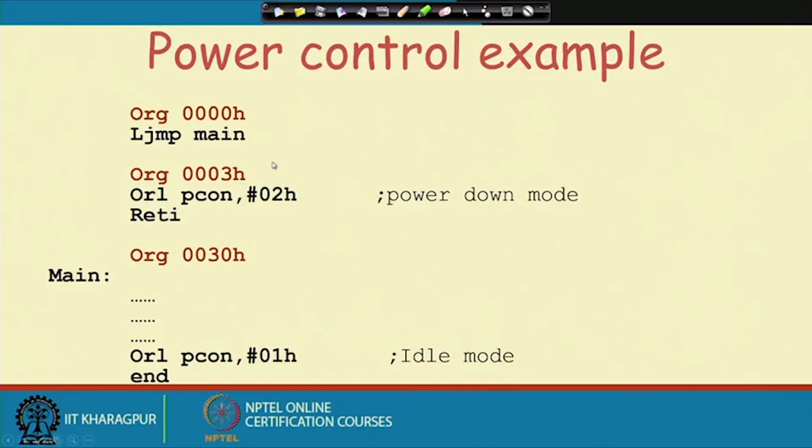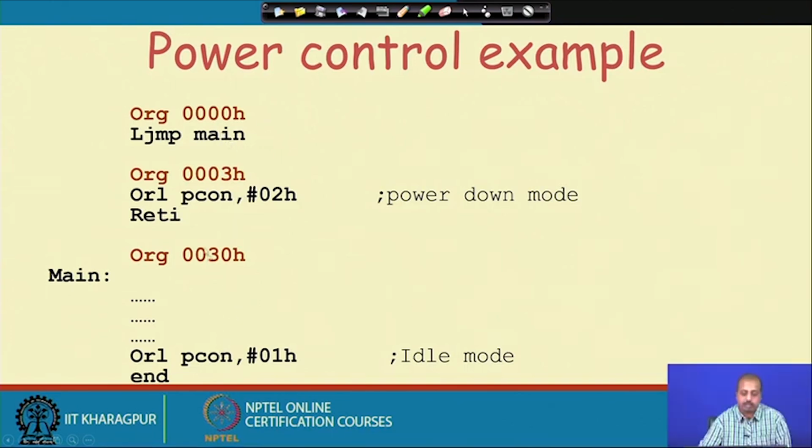So, this is the power control example. This is LJMP main, the main routine. You see that this is the PCON register, which we are ending with 02. This will put it in the power down mode, and this is the idle mode.